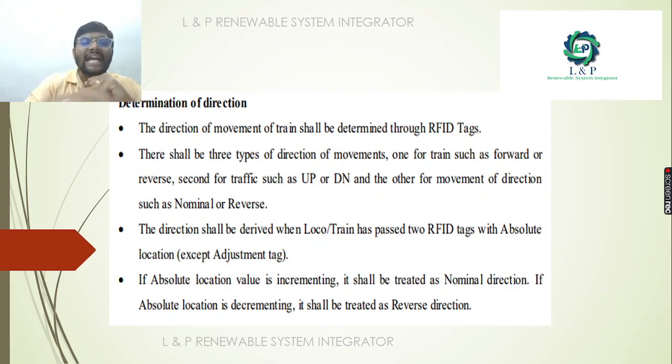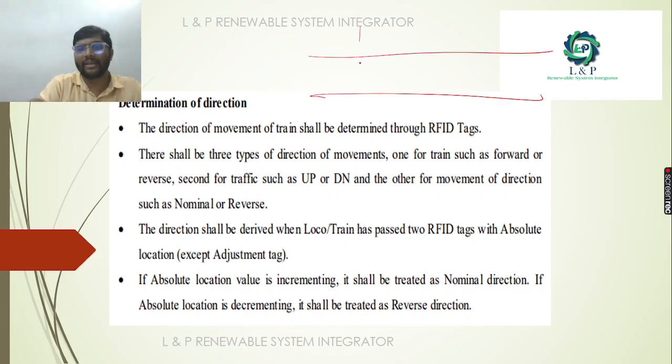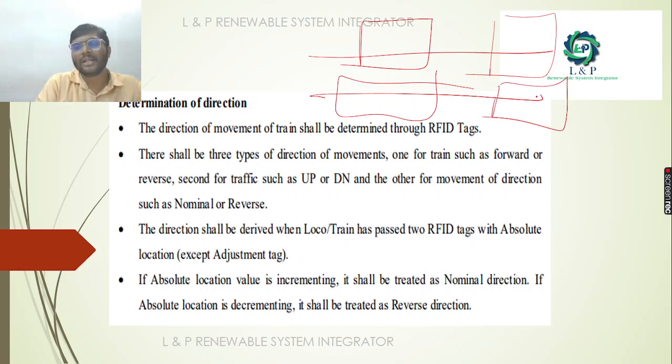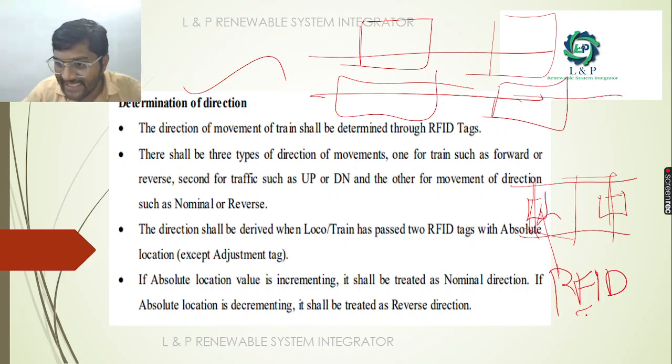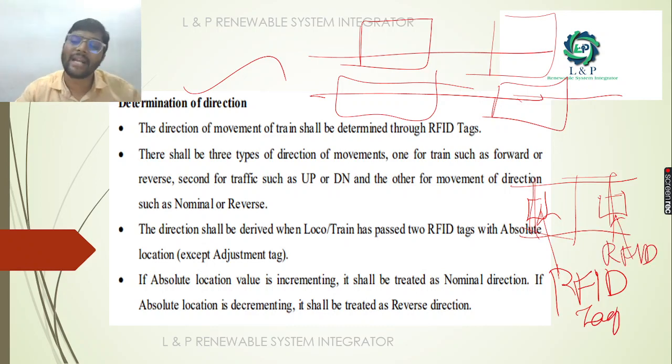So most importantly, how are we determining the direction of the train? Say for example, this is a train track, and we have trains here which are passing through it. As you can see here, in order to determine the direction of movement, we need the help of the RFID tags which are present on the tracks. Say for example, this is the starting point of the train, this is the end of the train. Consider this as an RFID tag. This is also an RFID tag on this concerned track.